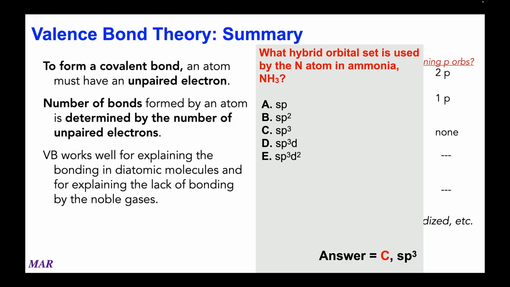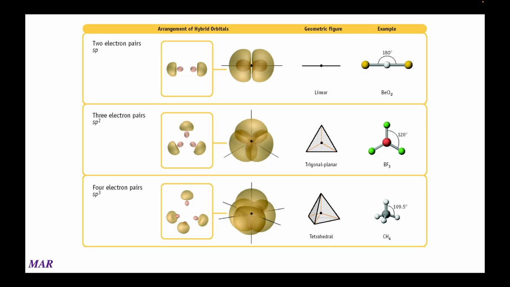So ammonia, the nitrogen in ammonia, will be sp3 hybridized. The outer hydrogens just use their atomic orbitals, but that nitrogen, sp3. This shows some different combinations of atoms in their hybridization.